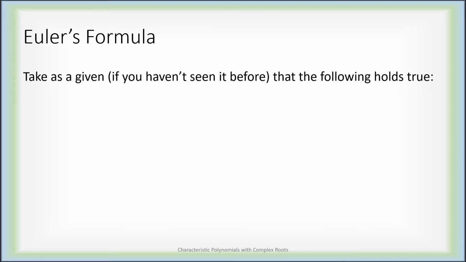What's going to make everything simplify nicely is Euler's formula. Now take it as a given, if you've never seen it before, that the following is true. e to the ix is equal to the cosine of x plus i times the sine of x. This is Euler's formula, a terribly important result that relates exponentials and trigonometric functions through complex numbers.